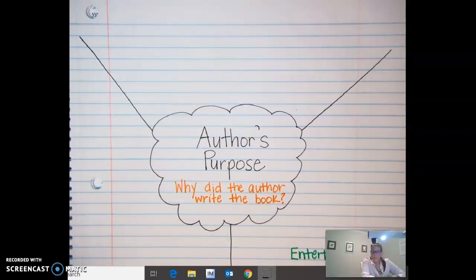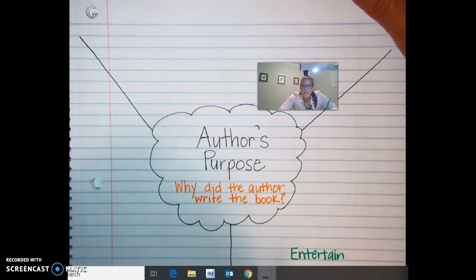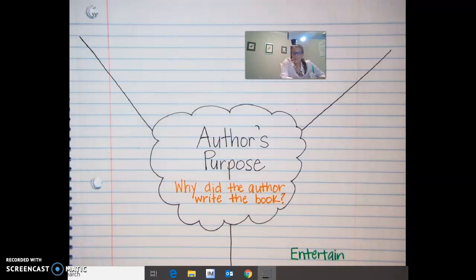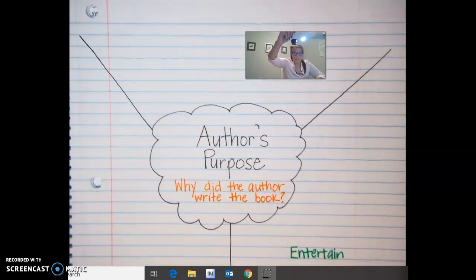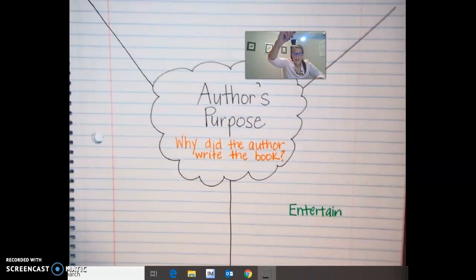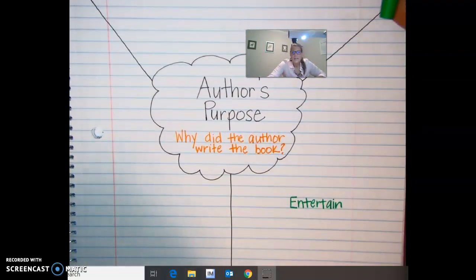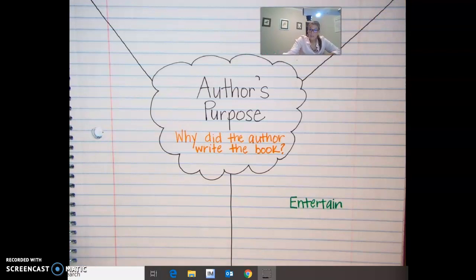Now, a lot of people think when we talk about the word entertain, we're thinking about having fun and smiling and laughing. And in this book, that was very much the case, right? I don't know if you noticed my face, but I was smiling most of the time because it was getting really silly and it was pretty funny. But entertain really just means that the author is trying to help you enjoy the book by creating some emotion.